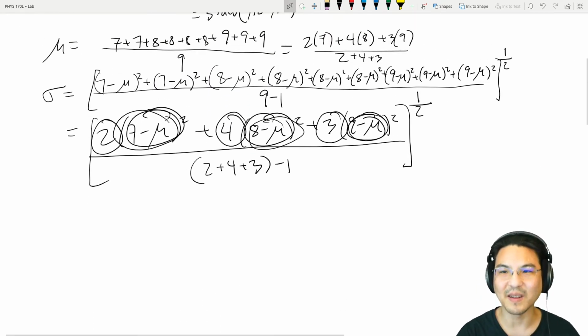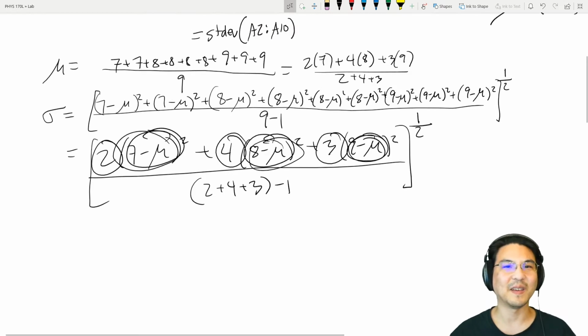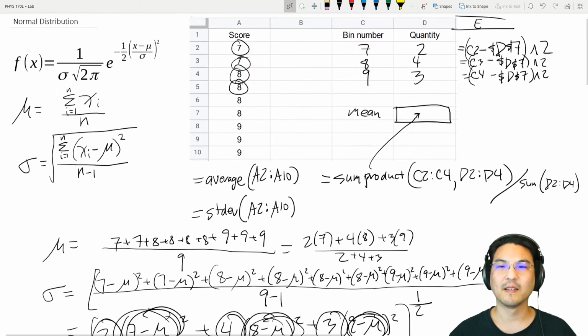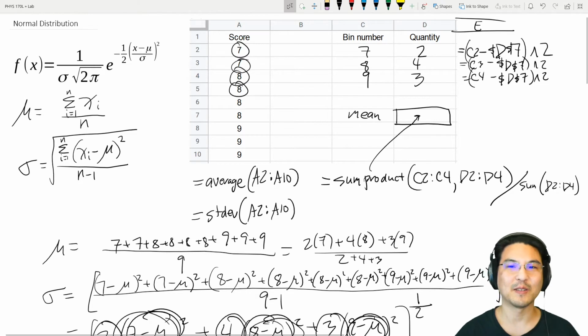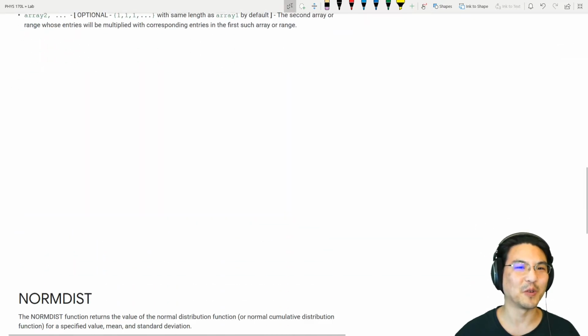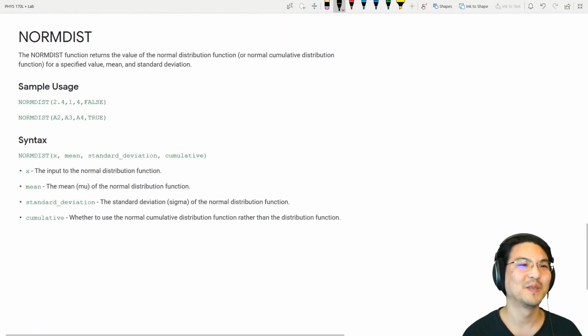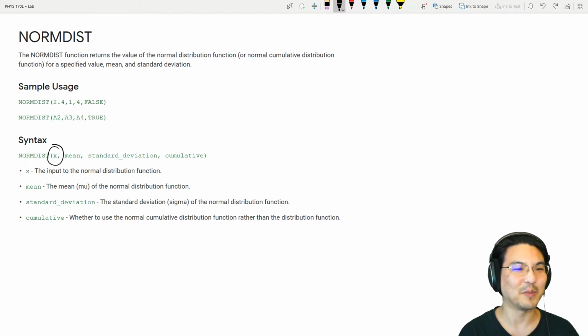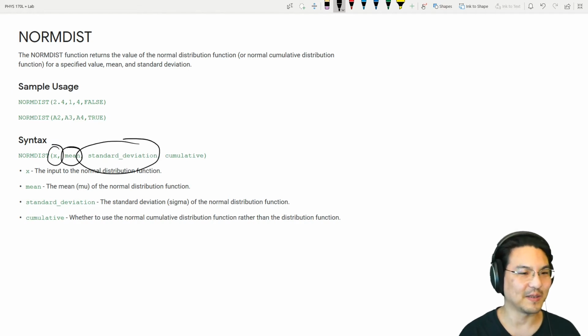Square root, there. Okay. And then once that's done, to plot the normal distribution, we can just use a built-in formula in spreadsheets called normal distribution. You just have to give it the data point, the mean, and the standard deviation. And we don't want the cumulative one, so here we'll put false.